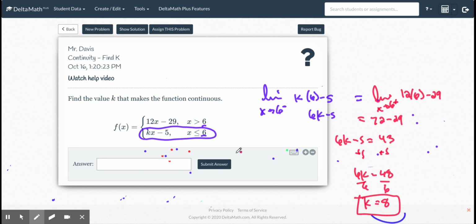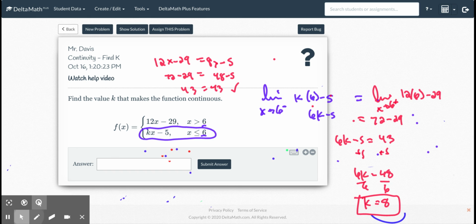If you did want to double check, 12x minus 29 equals 8x minus 5. You could just plug those in there, plug in 6 into each one. We would get 72 minus 29. 48 minus 5 should end up being equal. This one is 43, and that one's 43 also. So quick check there. So our k value of 8 must be correct.